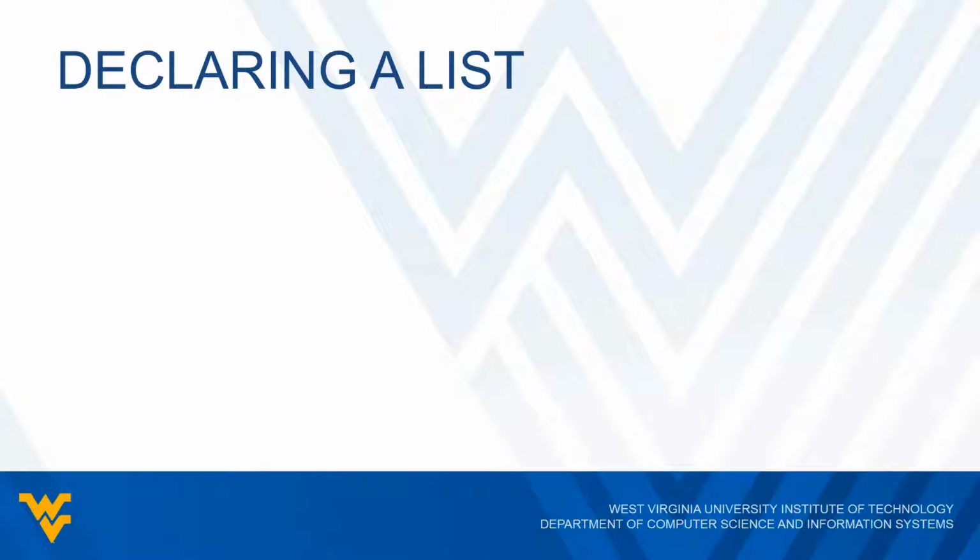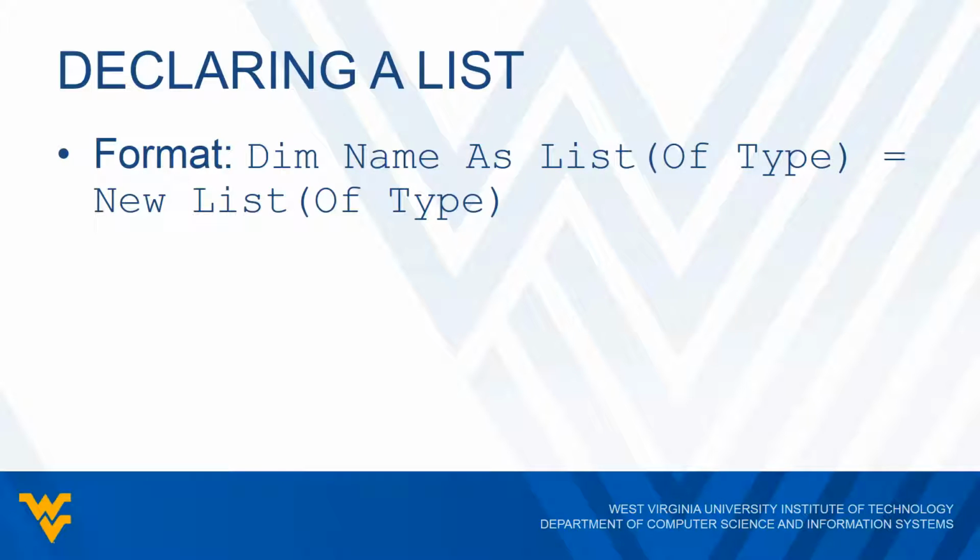Now, the way we would declare a list is a little different from how we would declare variables or arrays. Let me show you the format, and then I'll explain what's going on here. It's not a huge difference, but there is one key component that's worth noting. So here's the format on how we would declare a list. We would have Dim name As List, and the big difference is the parentheses. We'd have a pair of parentheses, the word Of, and then some type, and then we have to initialize, or I guess instantiating is the proper word, so we set that equal to New List, and then in parentheses again, Of type.